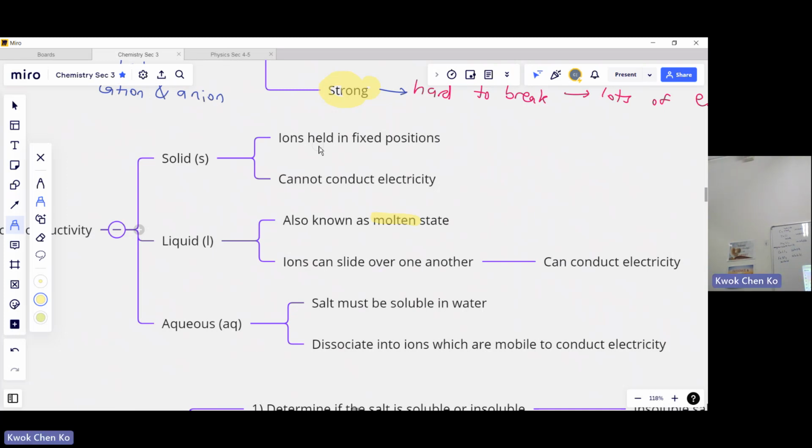Lastly, aqueous. This is only possible if that salt is soluble in water. Remember our solubility rules. So that's why it's so important. You cannot have aqueous state if that salt is insoluble. So therefore, in aqueous state, they exist as ions, cations and anions, and they are free to move about. So they can conduct electricity. They like to ask about these three states involving electrical conductivity.